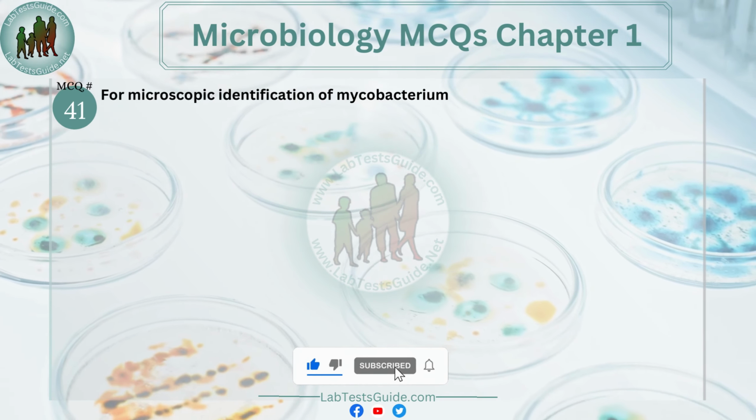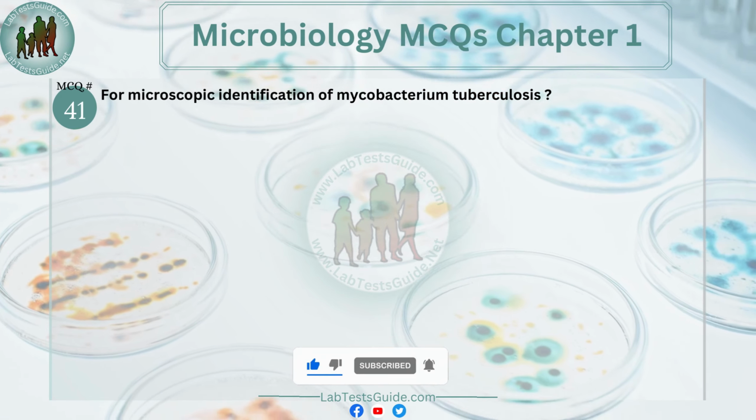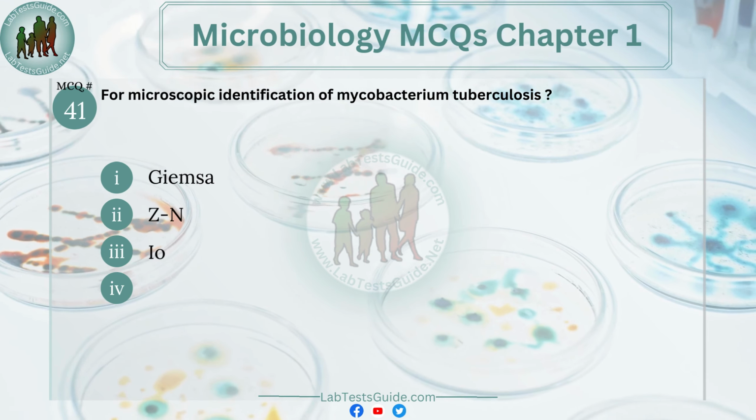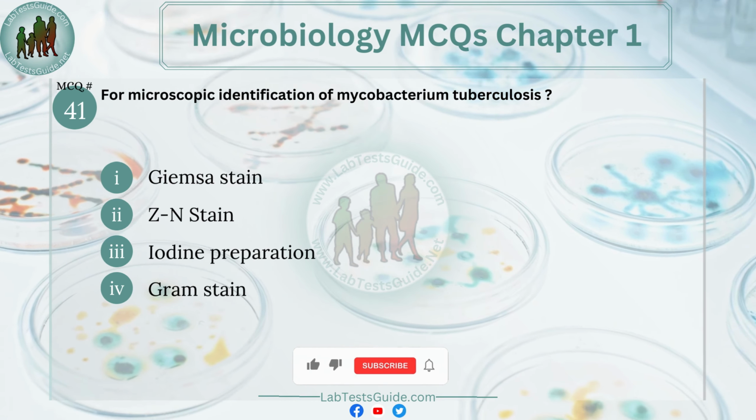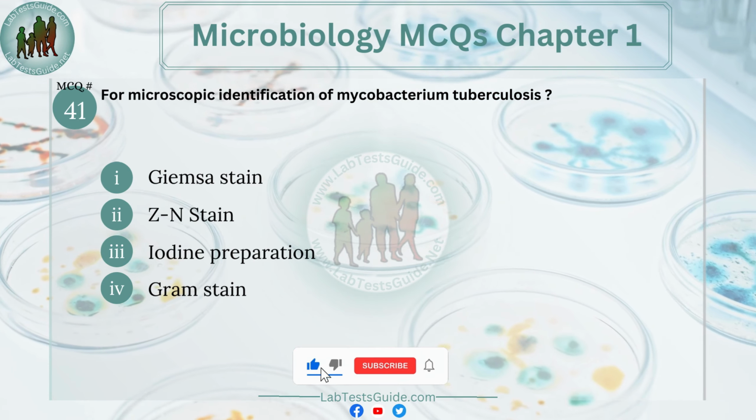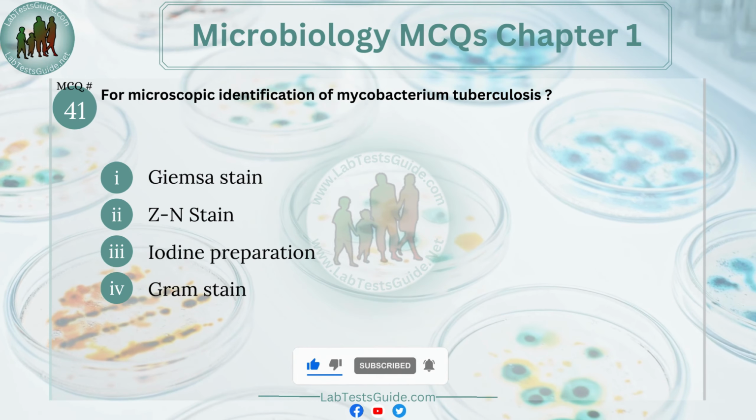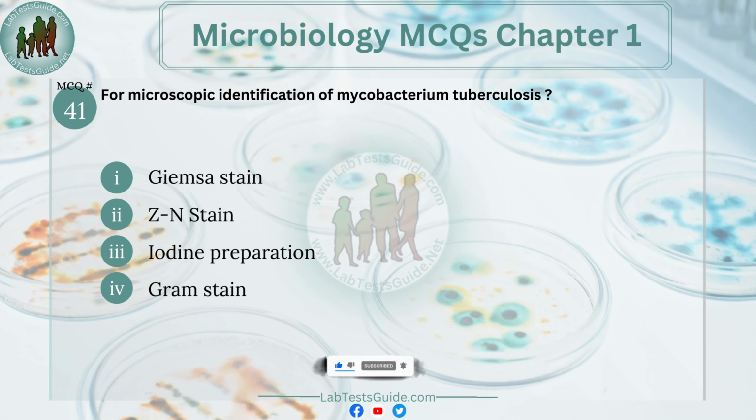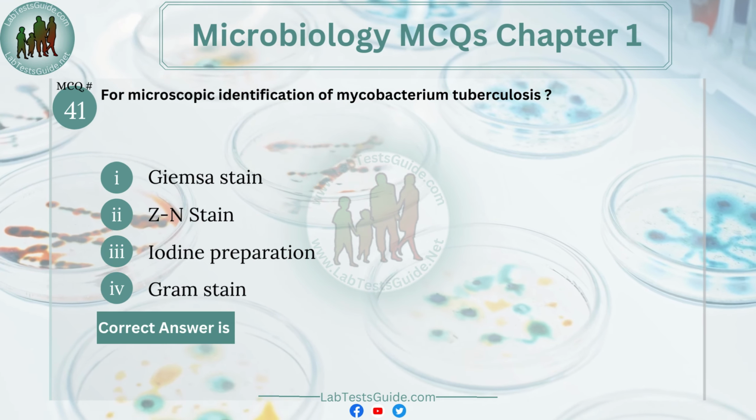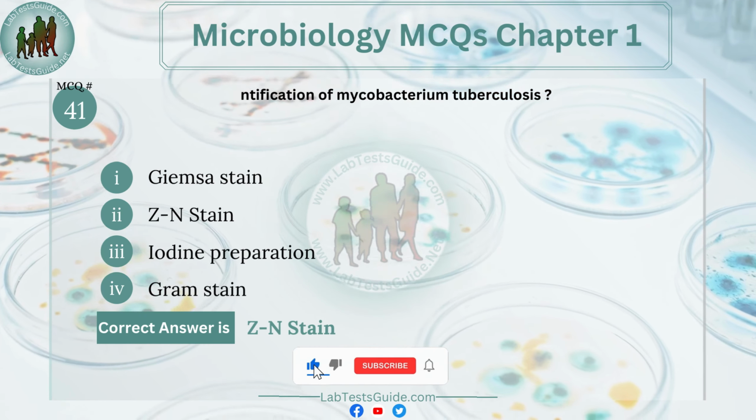For microscopic identification of Mycobacterium tuberculosis. Option number 1, Giemsa stain. Option number 2, Zn stain. Option number 3, iodine preparation. Option number 4, Gram stain. Correct answer is Zn stain.